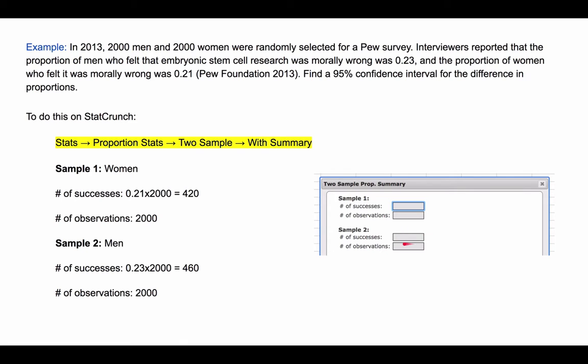Number of observations is how many men we observed. We observed 2,000 men. Now watch out, sometimes you observe different numbers in each of these boxes, so you just have to look at what you're told. And so we were told there are 2,000 men and 2,000 women. The numbers happen to be the same for this example.